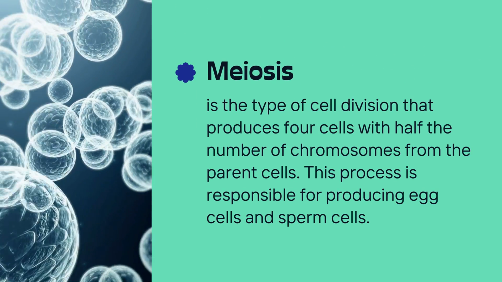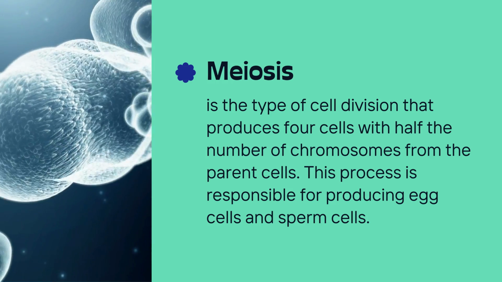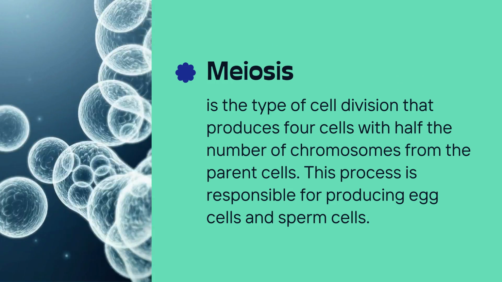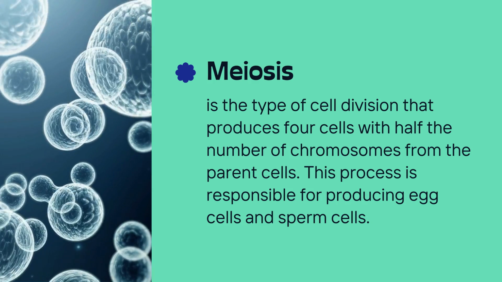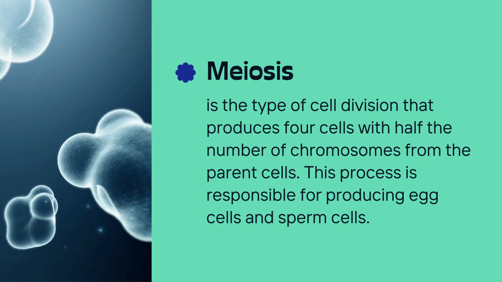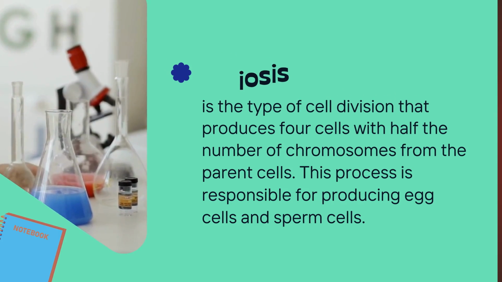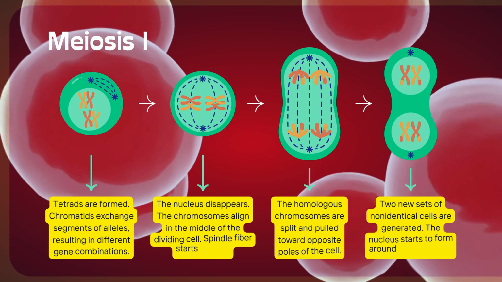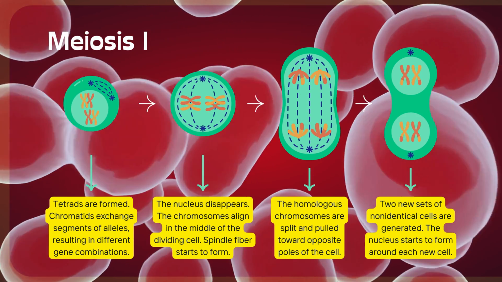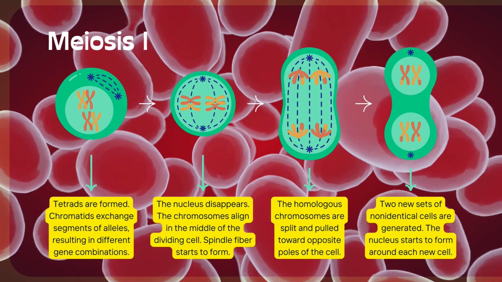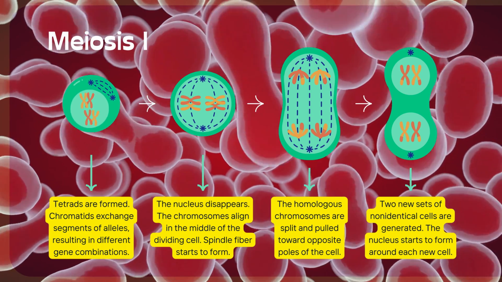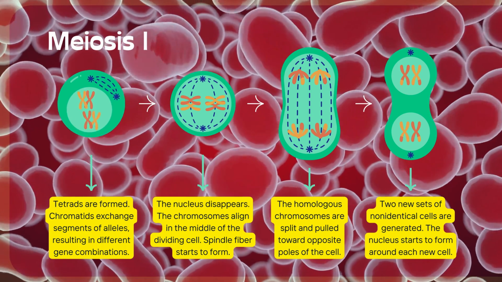Meiosis is the type of cell division that produces four cells with half the number of chromosomes from the parent cells. This process is responsible for producing egg cells and sperm cells. Meiosis 1. In the first step of meiosis 1, tetrads are formed. Chromatids exchange segments of alleles, resulting in different gene combinations.